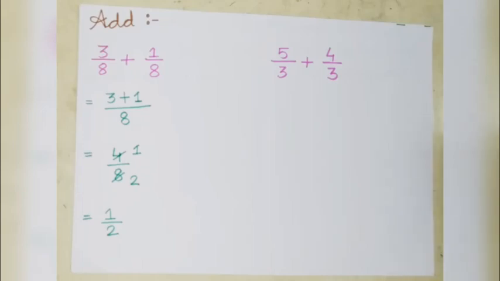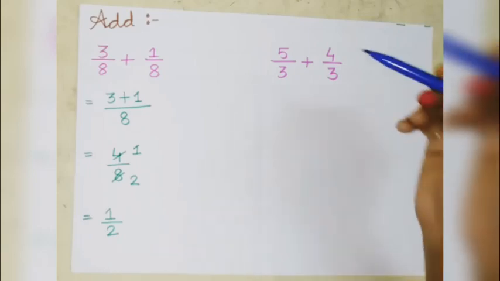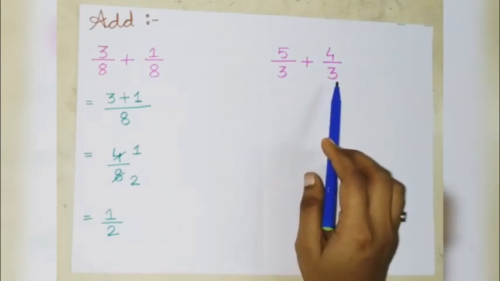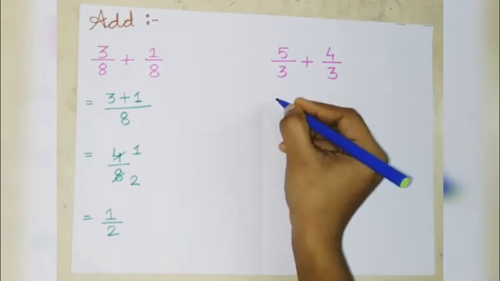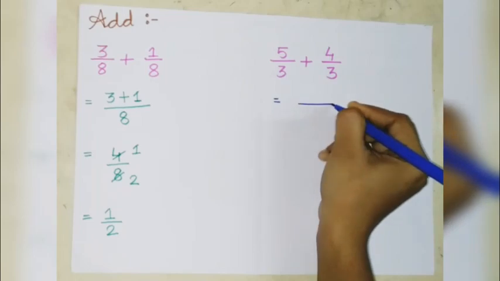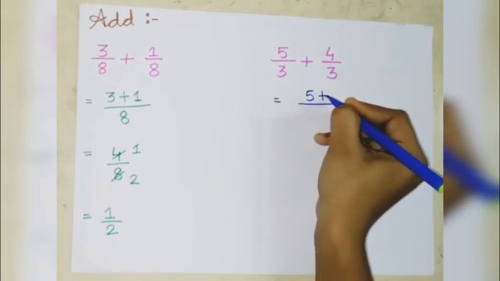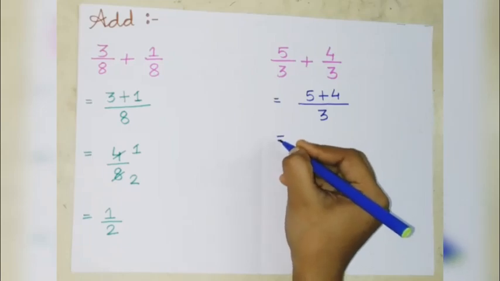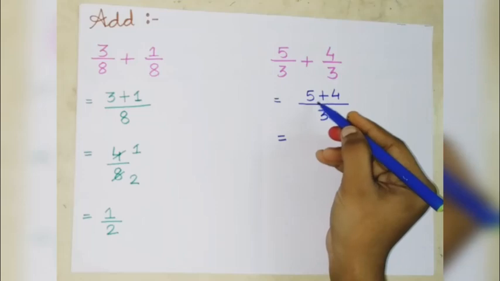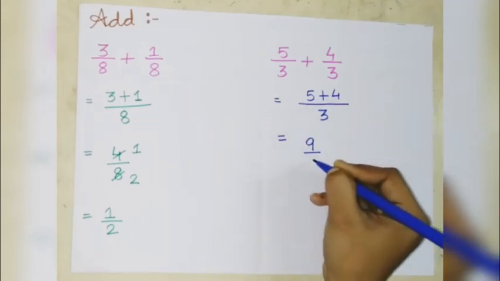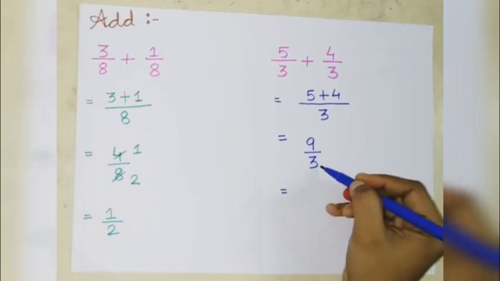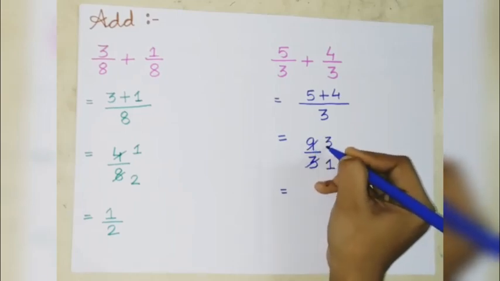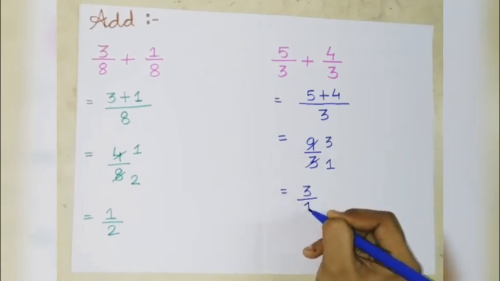We will move further and we will see the next question. Our next question is 5 upon 3 plus 4 upon 3. Denominator is equal? Yes, denominator is equal, that is 3. So how many times we will write 3? We will write 3 only one time. 5 plus 4. And in denominator, we will write 3 because 3 is equal. This is the like fraction. 5 plus 4, 9 upon 3. Children, 9 is coming in the table of 3. So we will do division. 3 ones are 3. 3 threes are 9. Final answer is 3 upon 1.